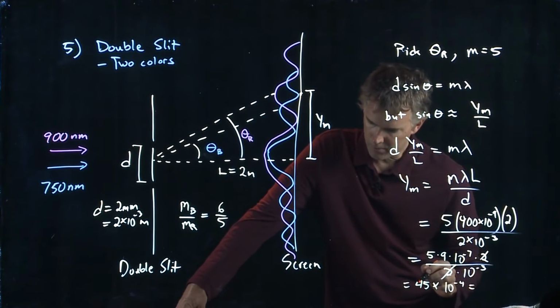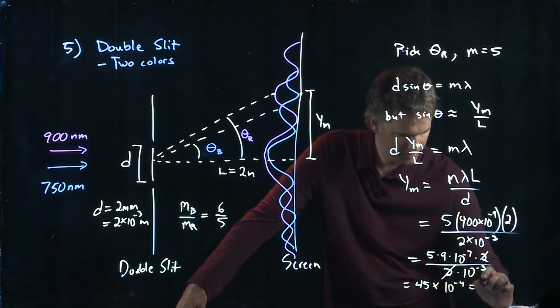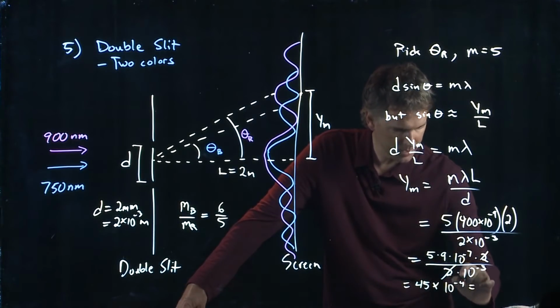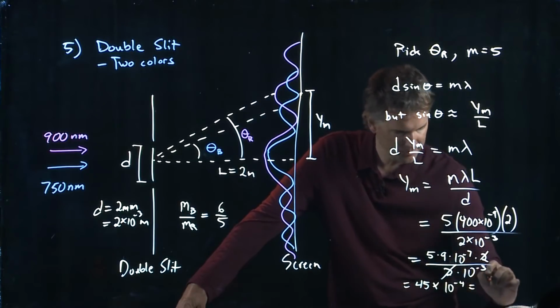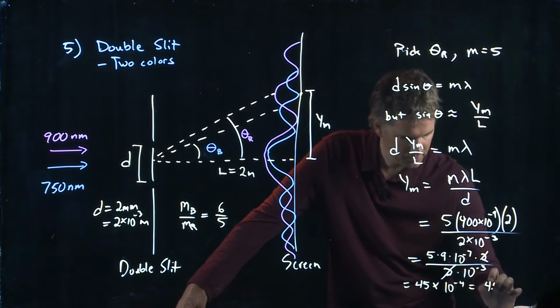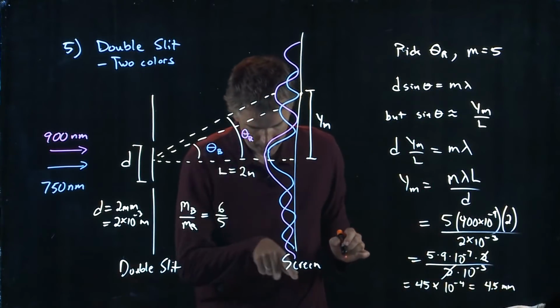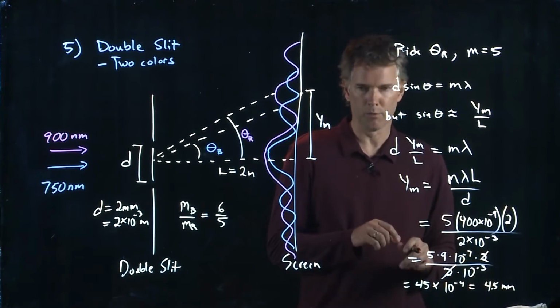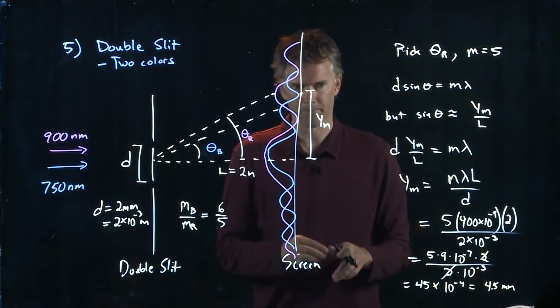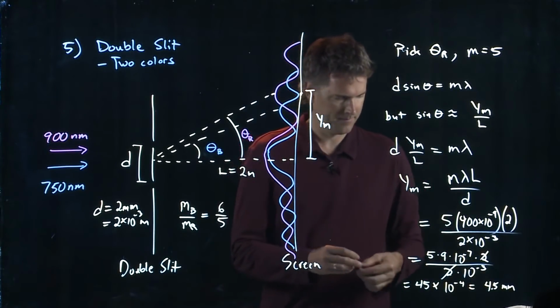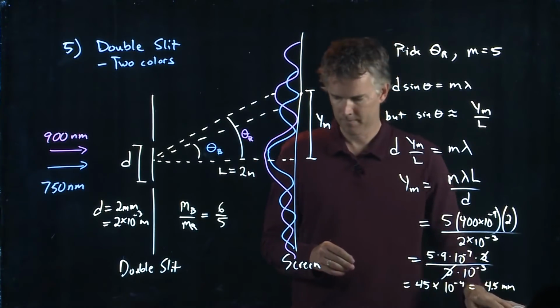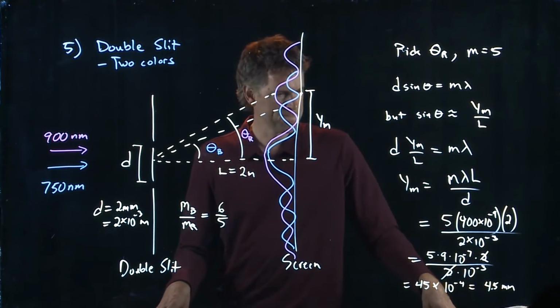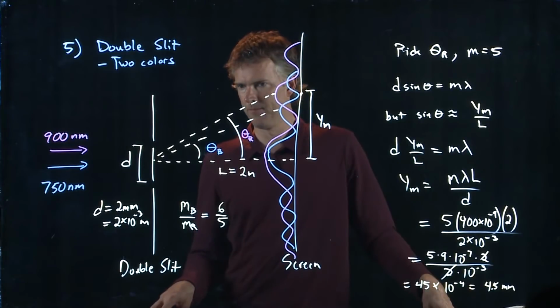So that is, of course, in meters, but all the answers are in millimeters. And 45 times 10 to the minus 4 is the same as 4.5 times 10 to the minus 3, which is 4.5 millimeters. And if you look at the answers, answer D is, in fact, 4.5 millimeters. Questions on that one?